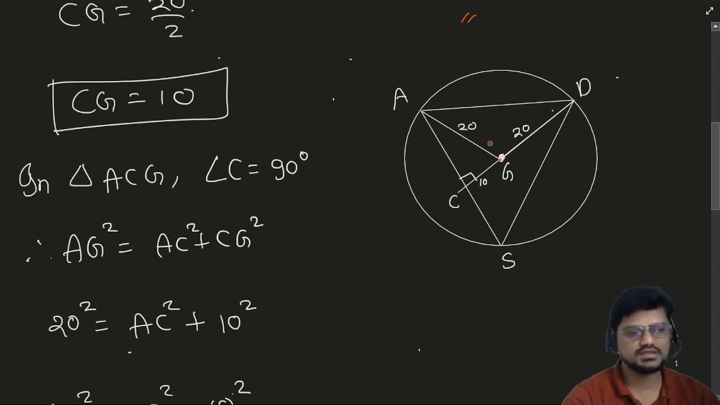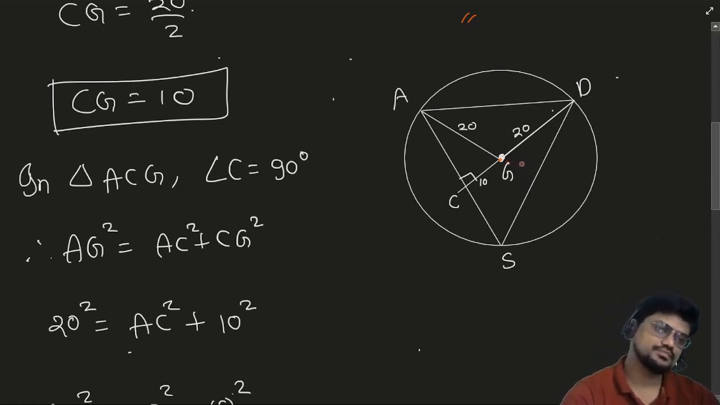The circumcenter and the centroid of the equilateral triangle will be the same, because it's an equilateral triangle. It's not a scalene triangle, not even an isosceles. It's an equilateral, which is why the centroid, the incenter and the circumcenter will all be at the same point. All the points will be same.